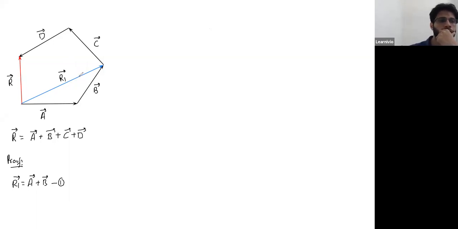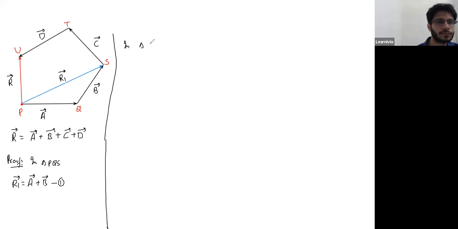Now, Fatma Sharif, are R1 and C in the same order or in opposite order? Vector R1 and vector C. Same order. So in triangle PST, R1 and C are in the same order.